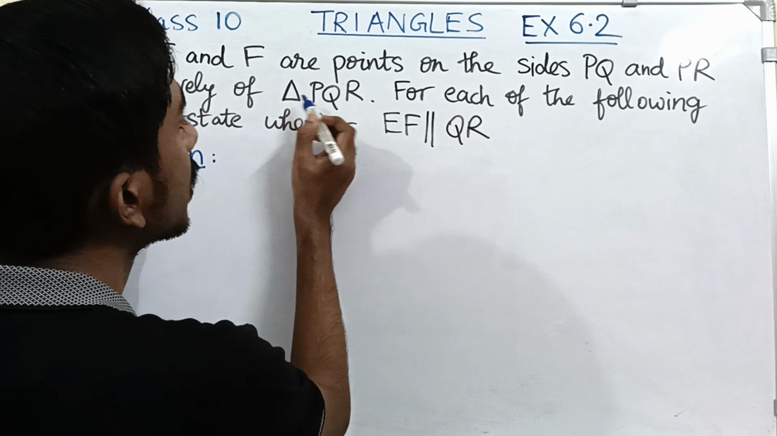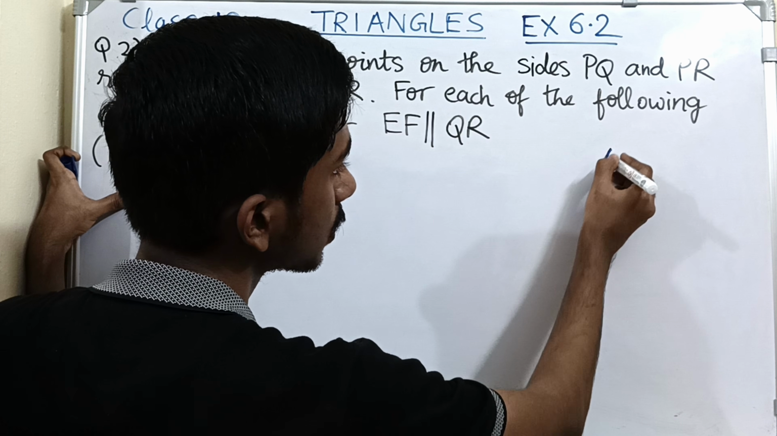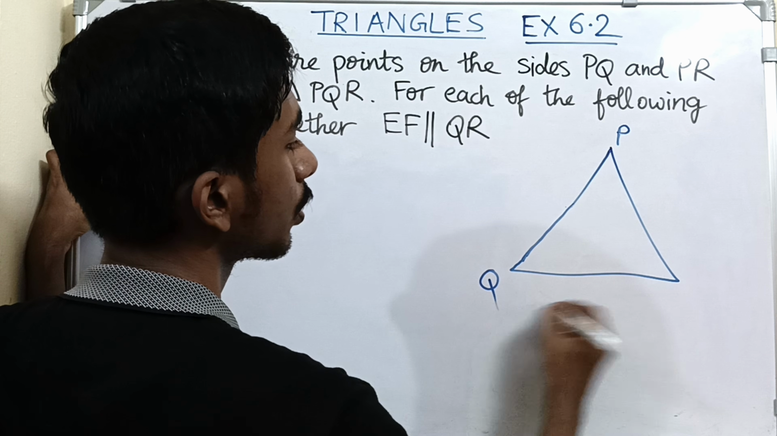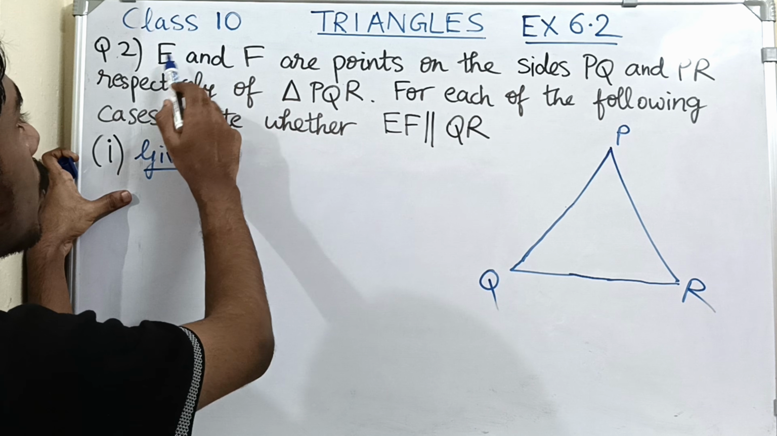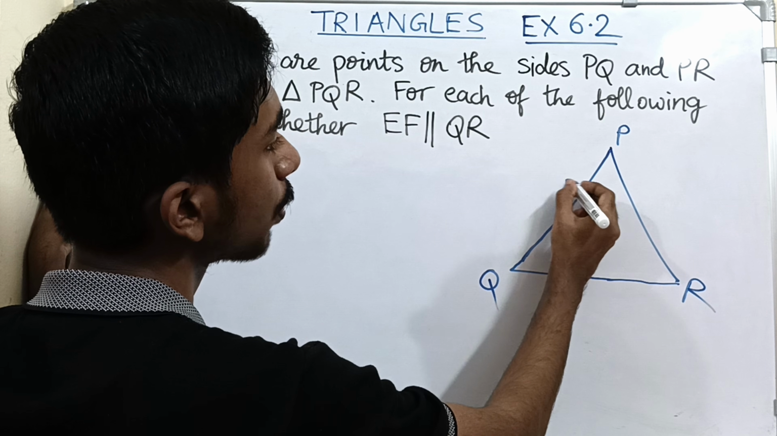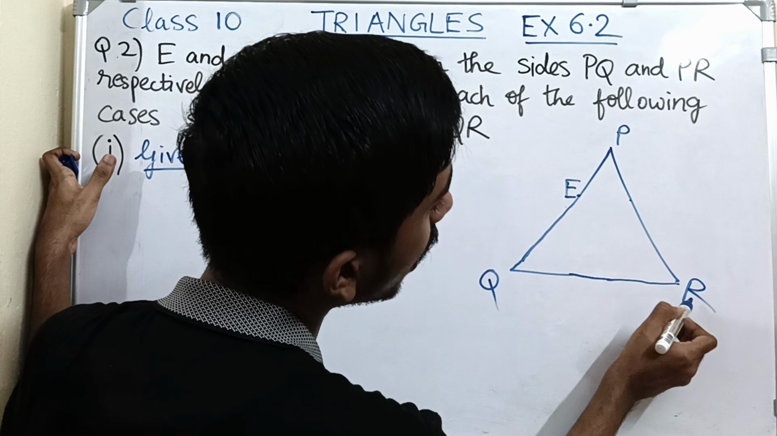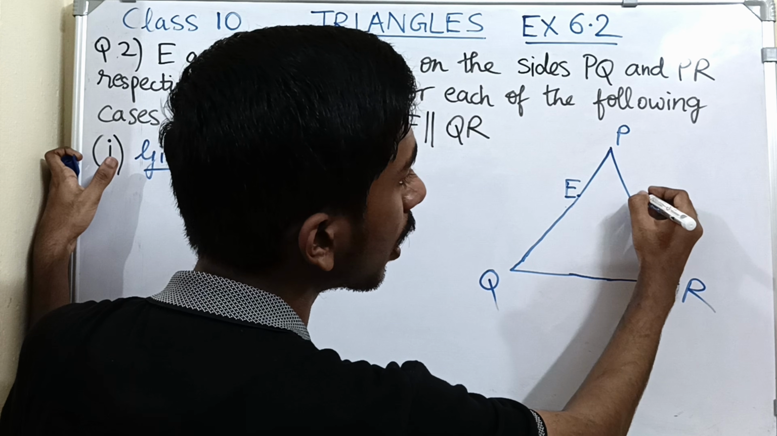So first what is given? Triangle PQR. The name of the triangle is PQR. So first we will draw that. So PQR. So E is the point on PQ. So let E be here. This is point E. And F is a point on PR. So this is PR. We are fixing a point on PR like this.